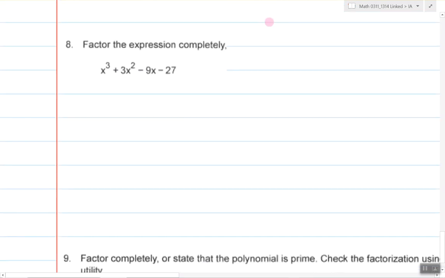Let's move on to number 8. Well, immediately I see 4 terms, so I'm going to be doing some grouping. I do take a moment to look, was there a common factor to all of those terms? And the answer is no. So first group, second group. In the first group, common factor is x squared. This looks very familiar. Let me look back.